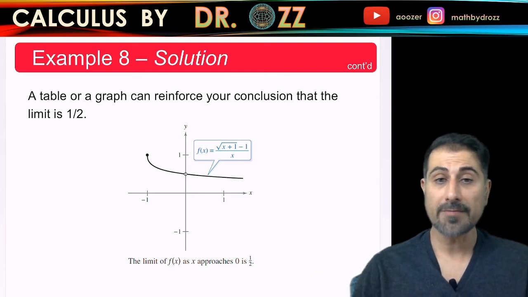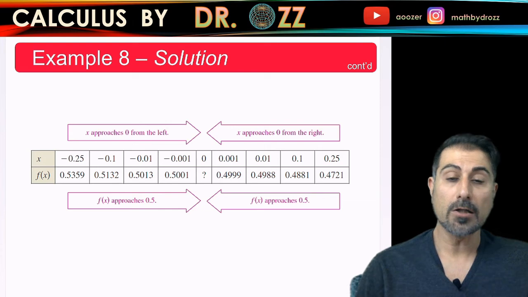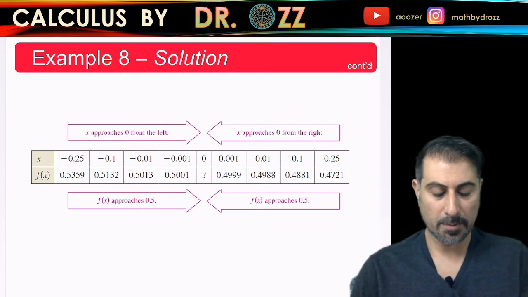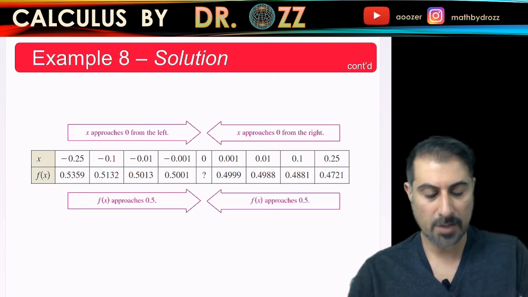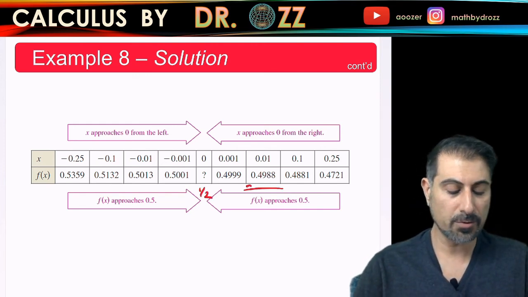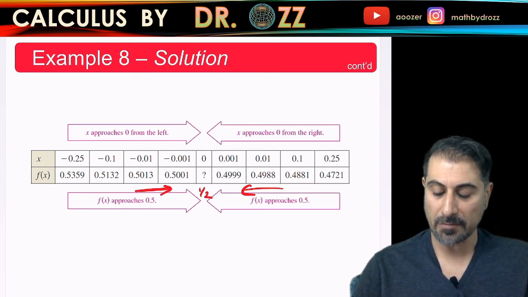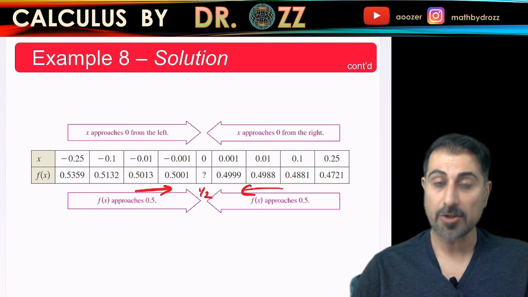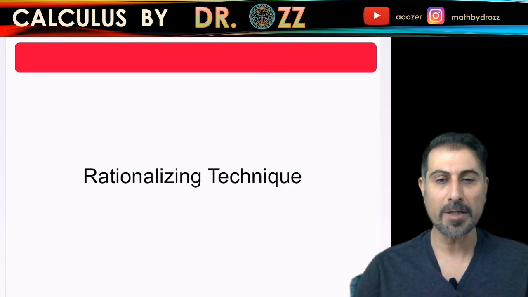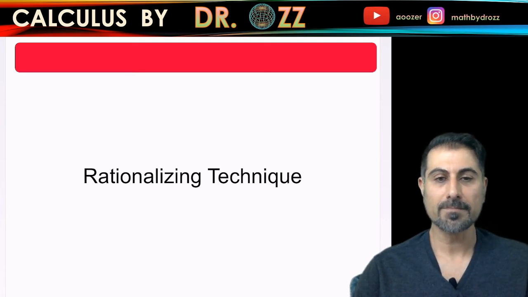You can also graph the function and check the limit graphically, as well as look at a table of sample values to estimate the limit. Remember that the limit is 1/2. That's exactly what the values approach here. But the technique that we learned here, the rationalizing technique, is a detour around all the graphical and numerical estimations of limits of functions.